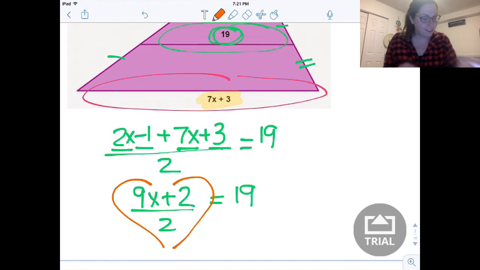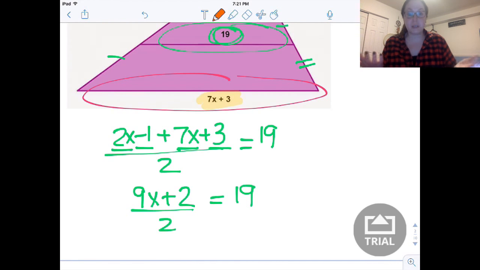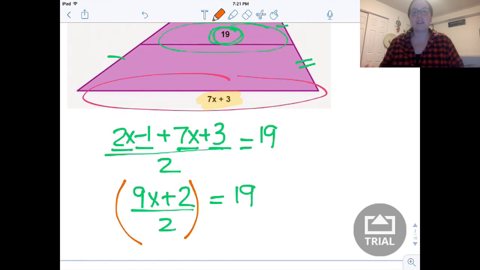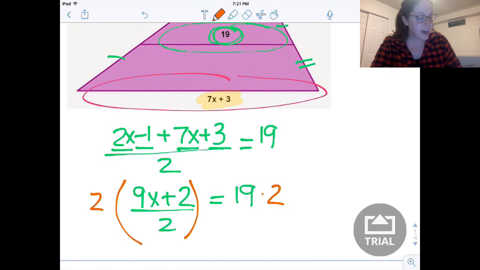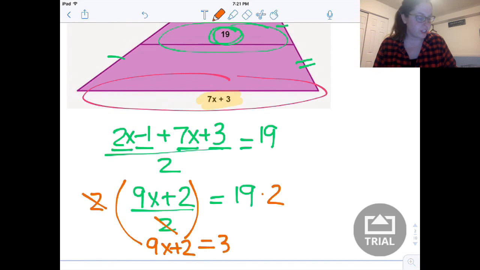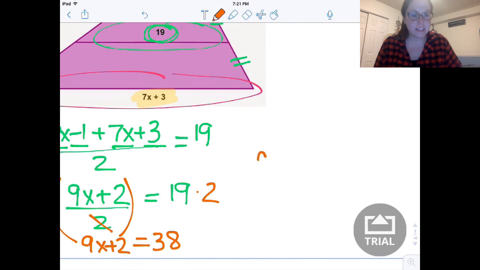But I don't always do it that way, so I'll show you the other way I do it, which is to say I'm dividing by 2. So I'm going to do the inverse operation to that, which would be to multiply by 2. And whatever I do to one side, I do to the other. On the left side, those 2's will undo each other. They will cancel. So I will just be left with 9x plus 2. On the right side, I have 19 times 2, which is 38. And so what I wind up with is 9x plus 2 equals 38.